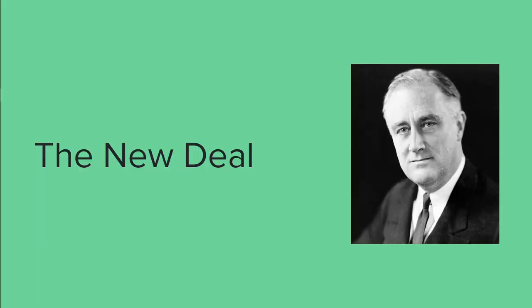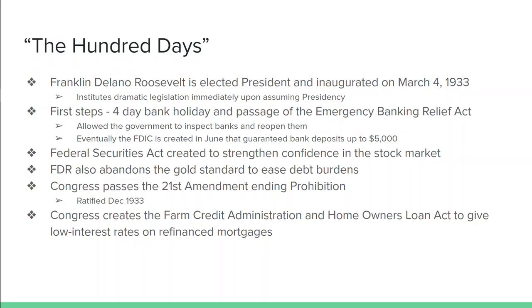And that brings us to the New Deal. FDR is going to win the 1932 election. He's going to be elected president on March 4th, 1933.